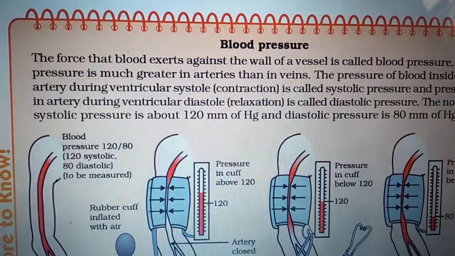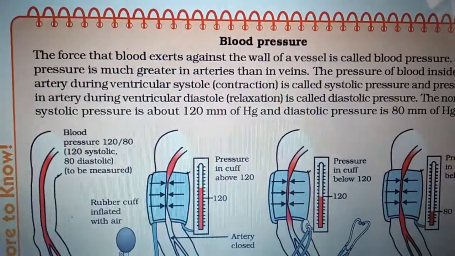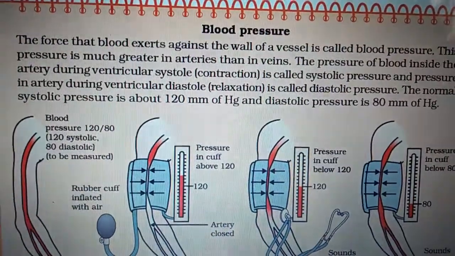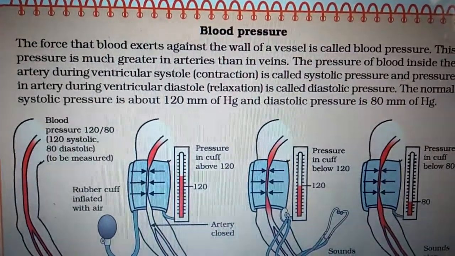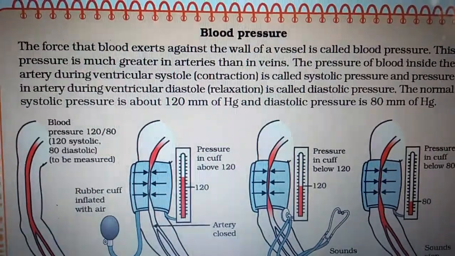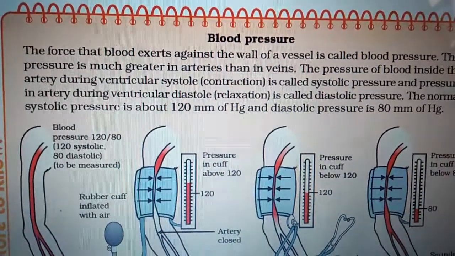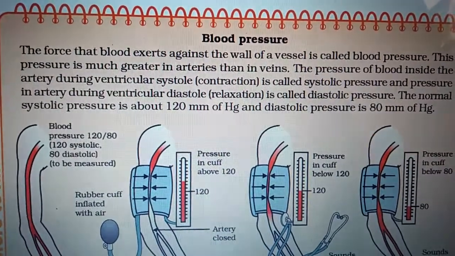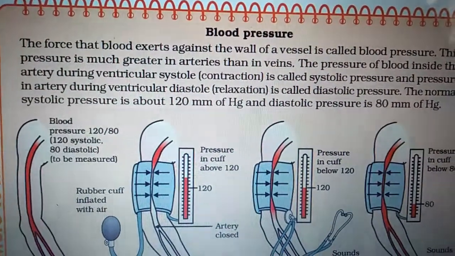The blood which is present in the veins has no pressure or very little pressure. The pressure on the blood present in the arteries is very great as compared to the veins. So when we say blood pressure, we mean the pressure on the blood which is present in the artery.